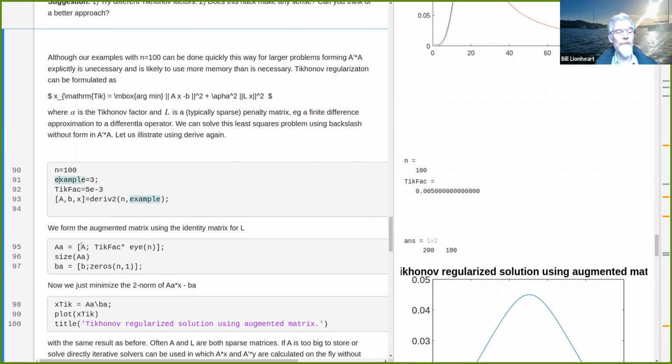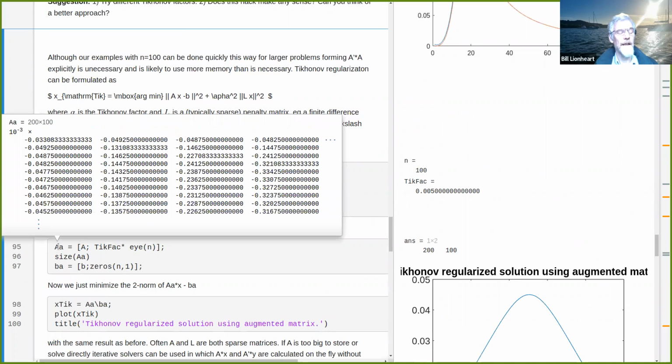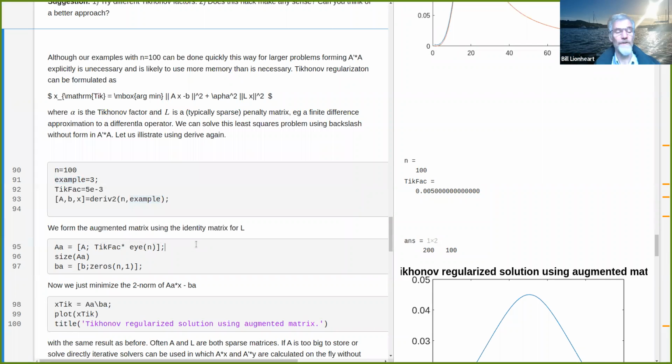I make the augmented matrix A, which is a 200 rows by 100 columns matrix, whose top block is A and whose bottom block is alpha times the identity matrix, or in general, the L matrix you're using for regularization. It's a 200 by 100 matrix. And then the B vector, I've just stuck a bunch of zeros in. And you just think, I've just made a big overdetermined system of equations. The first bunch of equations says Ax equals B, and the second bunch says alpha X equals 0.